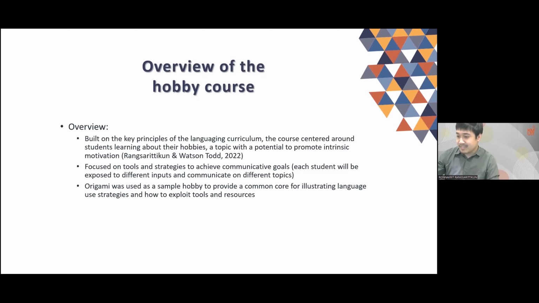Since there might be 40 hobbies in the course, we have to have a sample hobby to be able to illustrate language use strategies and to show them how to use tools and resources, okay? And we decided to use origami as a sample hobby. As my presentation goes on, you will probably understand how origami was used as an example and how it is really useful to teach the students.